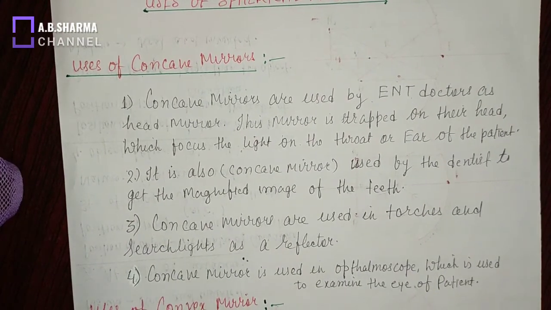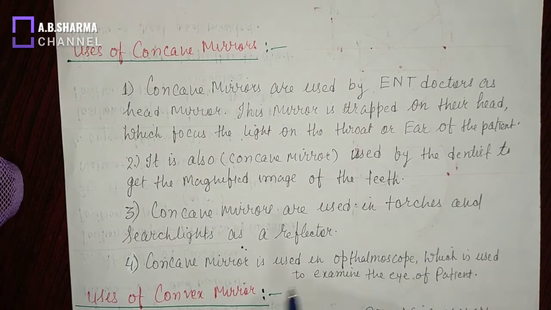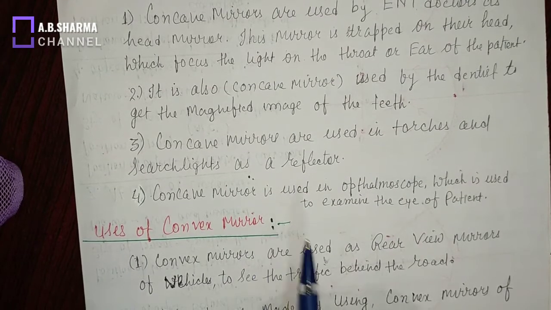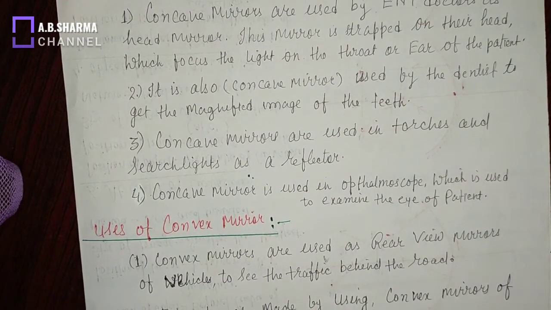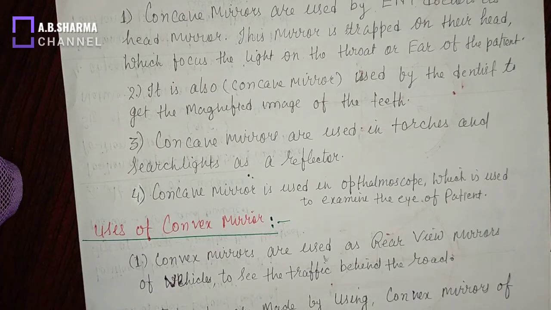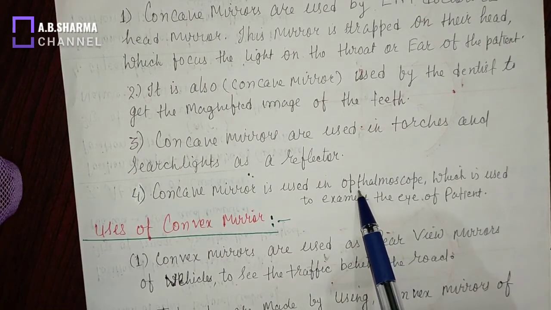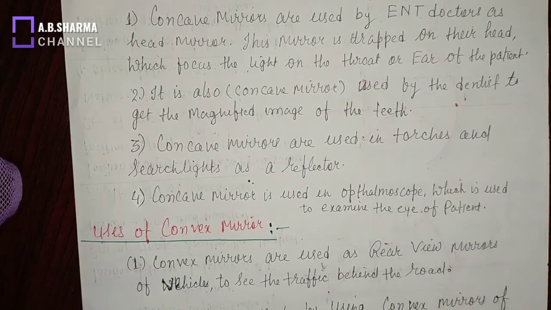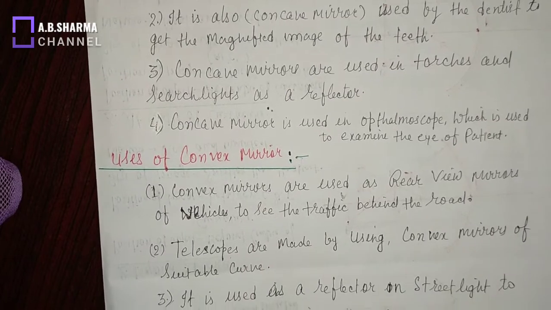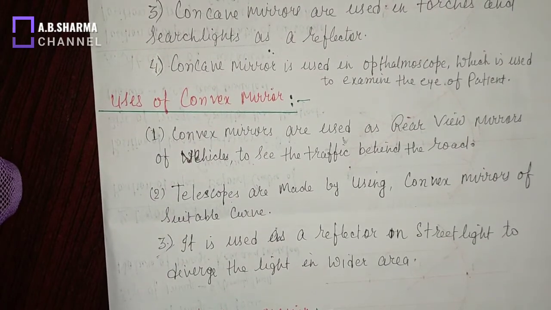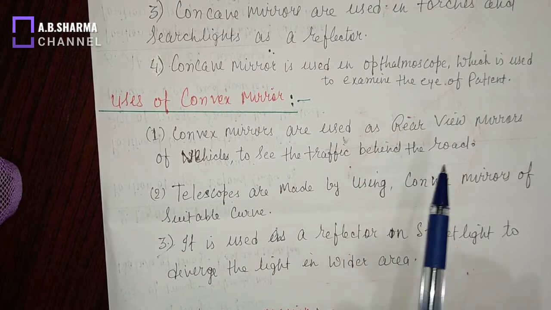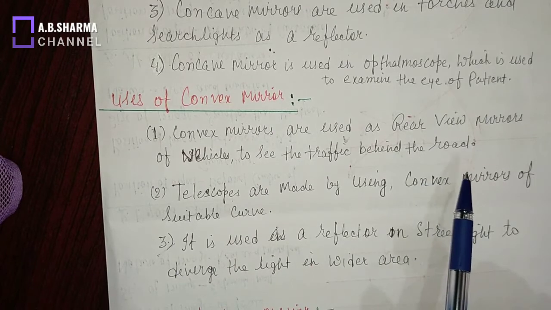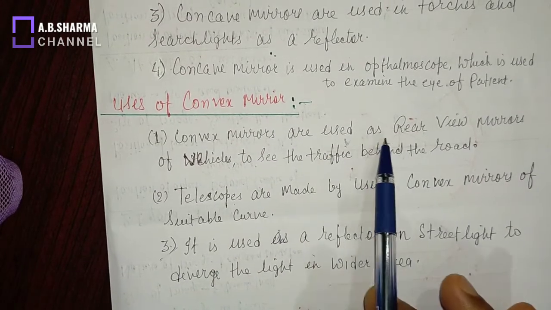And third, concave mirrors are used in torches and searchlights as reflectors. Fourth, concave mirror is used in ophthalmoscope, which is used to examine the eye of a patient. Ophthalmoscope is a device which is used to examine the retina of the eye. So these were the uses of concave mirrors. Now uses of convex mirror. Convex mirrors are used as rear view mirrors of vehicles to see the traffic behind on the roads. So it is used as rear view mirrors.